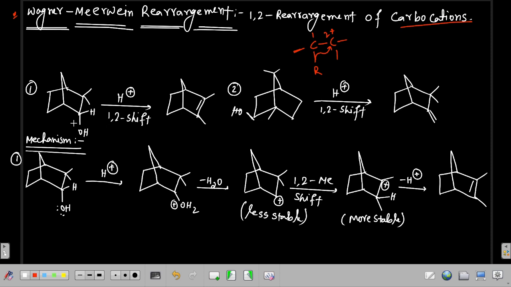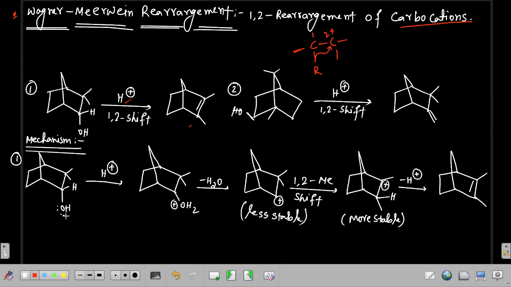First example, in this one, a bicyclic alcohol, in the presence of H plus ion, that is proton, in the acidic medium, it undergoes elimination to form this type of alkene. And this alcohol, in the presence of proton, gives this type of alkene. So we'll start with the mechanism of the first reaction.